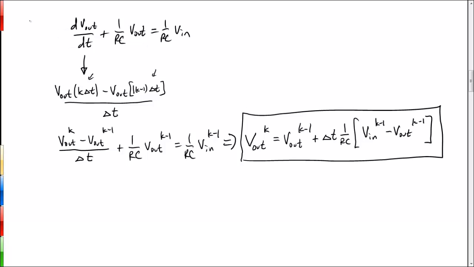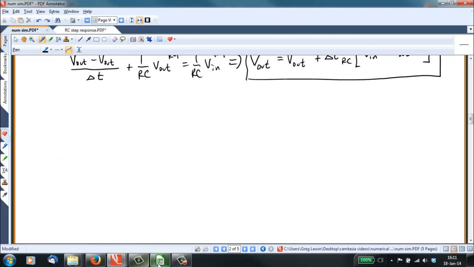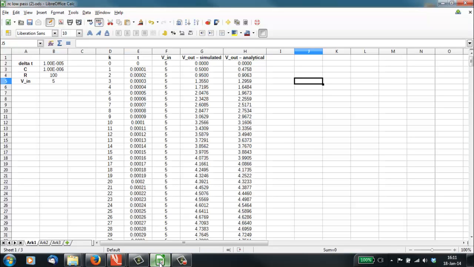So let's see how this works in practice. Here I have a spreadsheet where we are applying this numerical technique to our RC filter. I have defined over here on the left a capacitance of 1 microfarad, which is actually a reasonably sized capacitor, a resistor of 100 ohms. My input voltage is going to jump at time equal to 0. It's going to jump from 0 to 5 volts. And I'm going to use a time step, in this case delta t, of 10 to the minus 5th seconds.